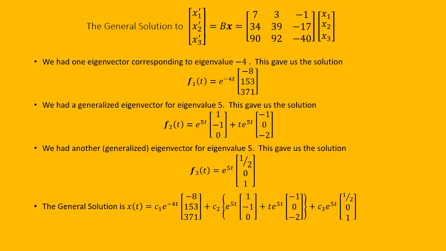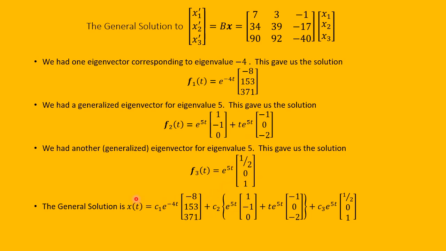So now we are ready to write down the general solution to x prime equals Bx, which in our particular problem is this matrix times x. We had one eigenvector corresponding to eigenvalue -4. And this gave us the solution f sub 1 of t is e to the -4t times this vector. We also had a generalized eigenvector corresponding to eigenvalue 5. And this gave us the solution e to the 5t times this vector plus t e to the 5t times this vector. We had another generalized eigenvector for eigenvalue 5, which also turned out to just be a plain old eigenvector. And here it is right here. And that gave us the solution f sub 3 of t is e to the 5t times this vector.